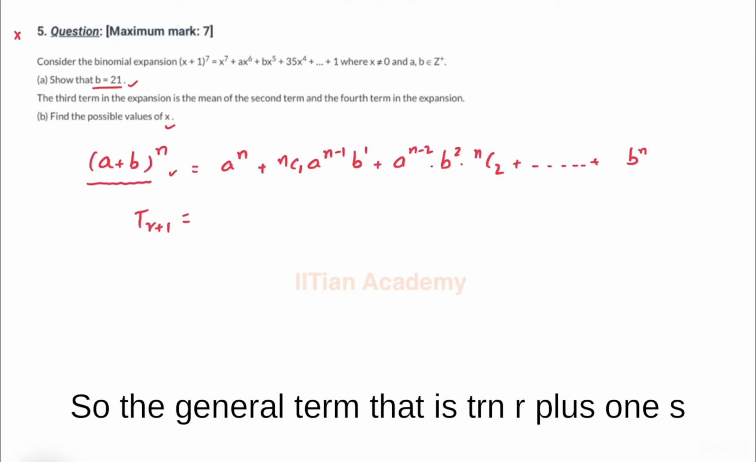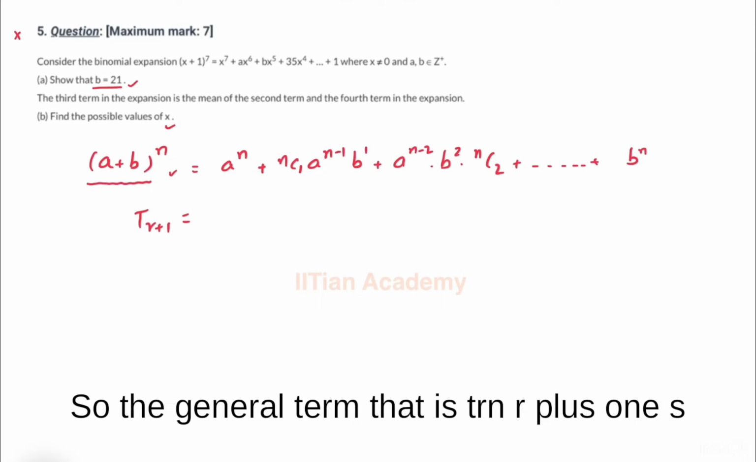So in the given question, it is written that (x plus 1) raised to the power 7 has expansion of x to the power 7 plus ax^6 plus bx^5 plus 35x to the power 4 and so on. So the b is coming in the third term. Now to get the third term in this, we put r equals to 2.